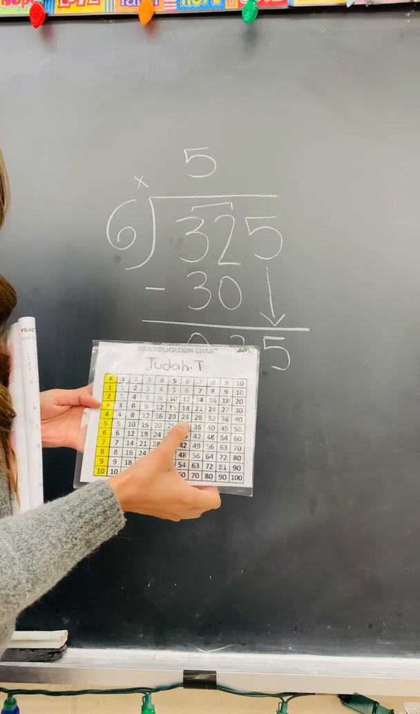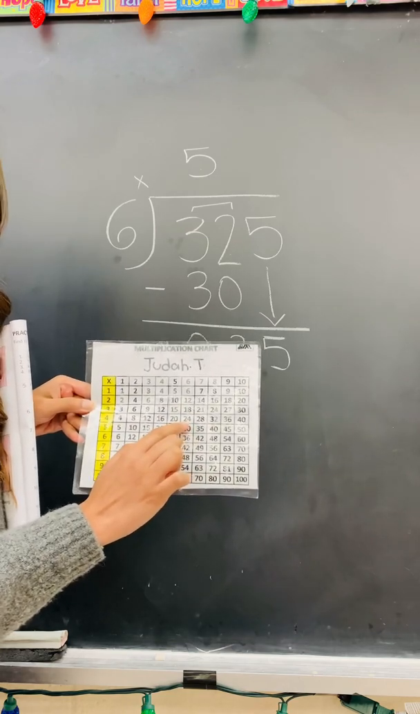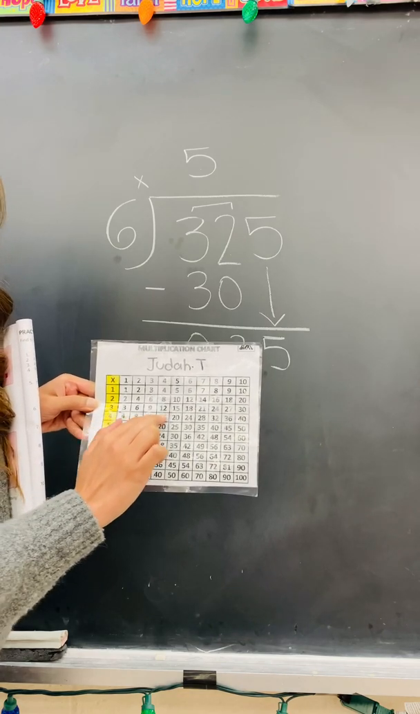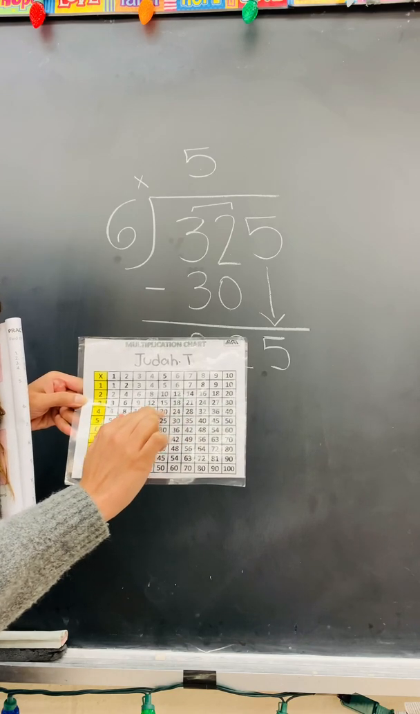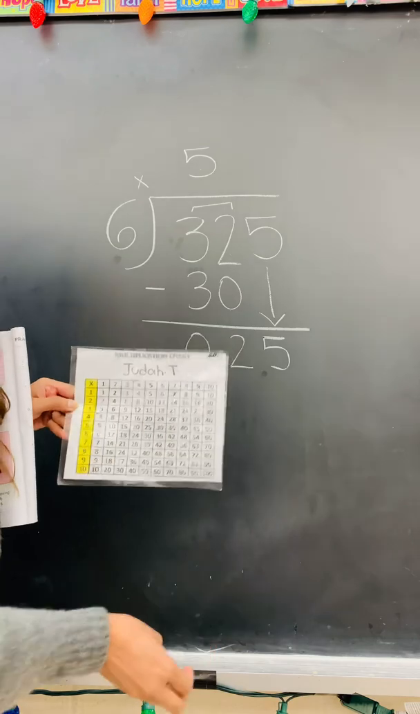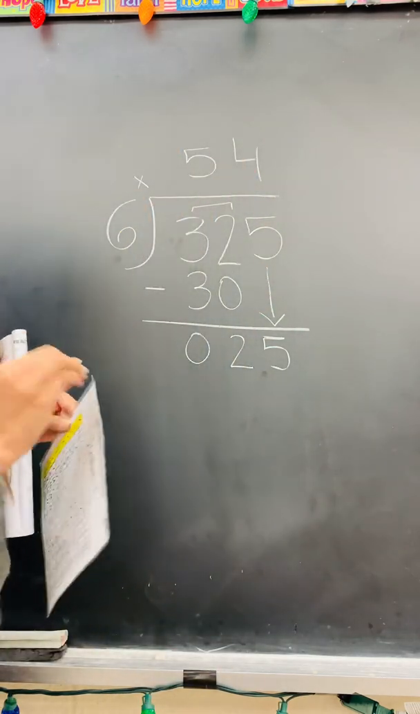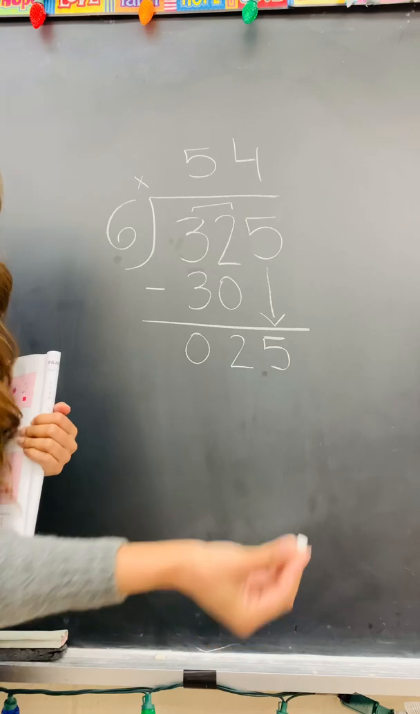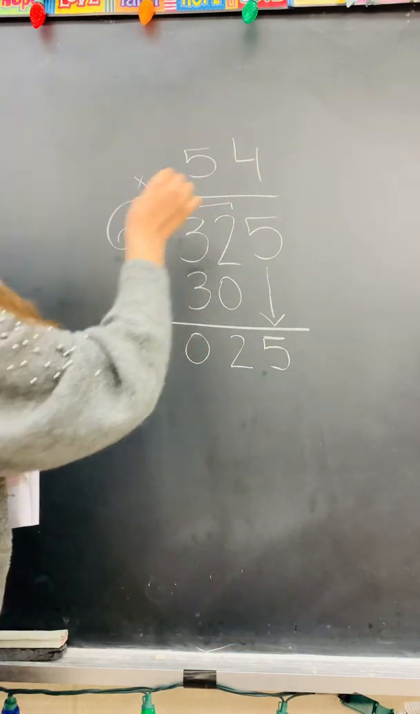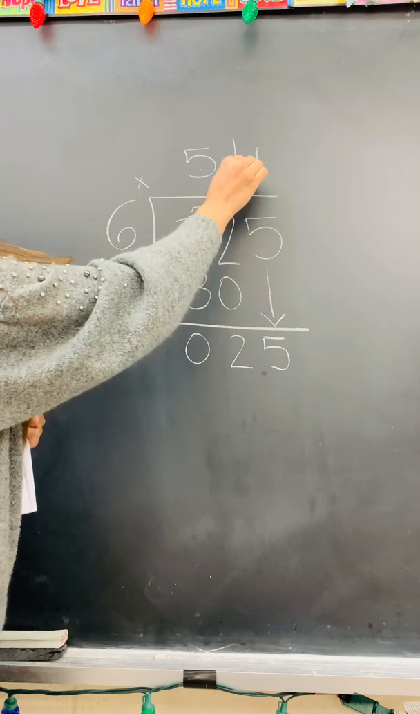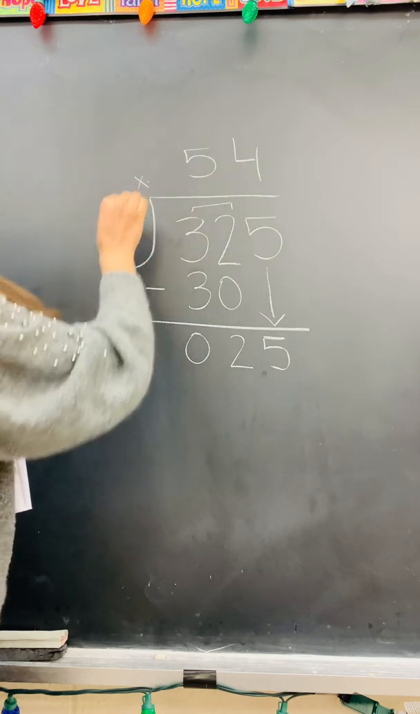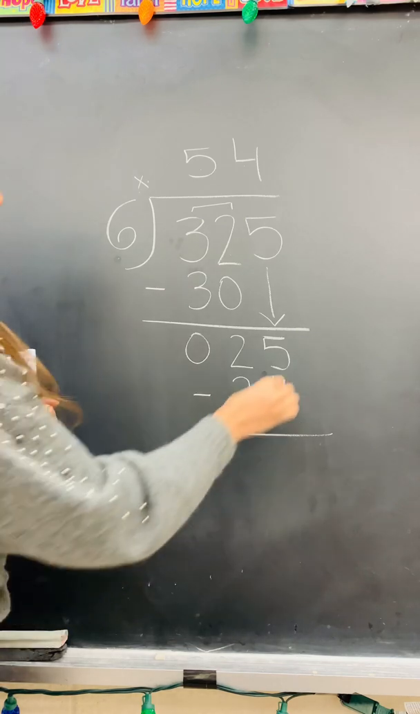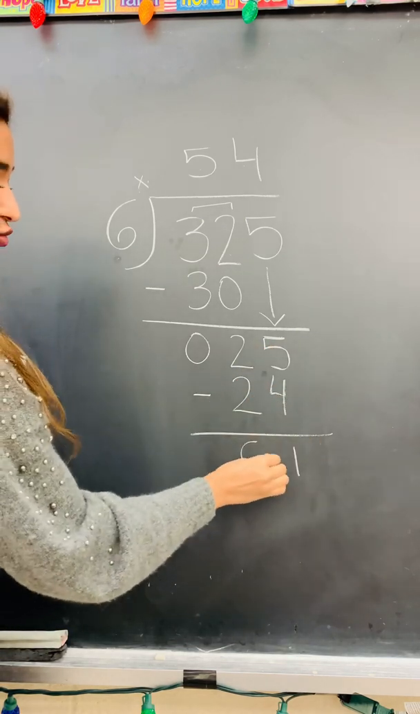I need to see how many 6's give me 24. And I see that 6 times 4 gives me 24. So I go back and I write my yellow number, remember my whole number? It goes all the way at the top. Am I done? Nope, I'm not done because I need to go back and ask myself, well, how did I get this 4? What does this 4 mean? So I need to multiply this 4 to this 6. So I go 4 times 6 gives me 24. I subtract. 5 take away 4 gives me 1. 2 take away 2 gives me 0.